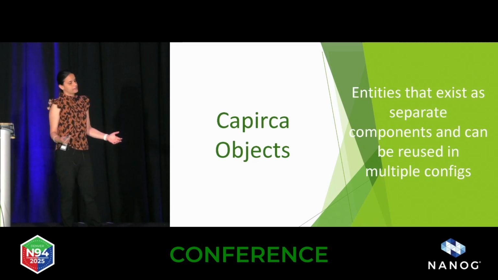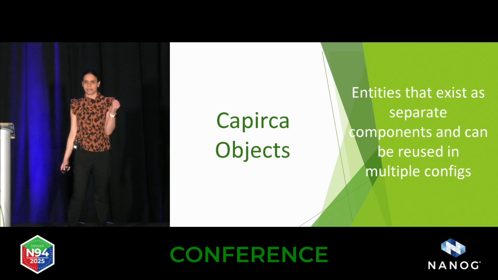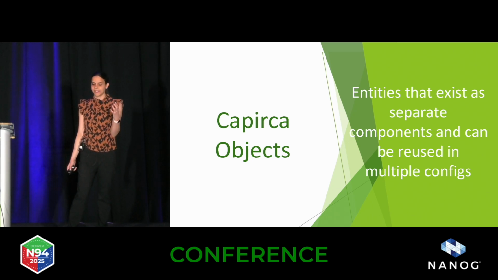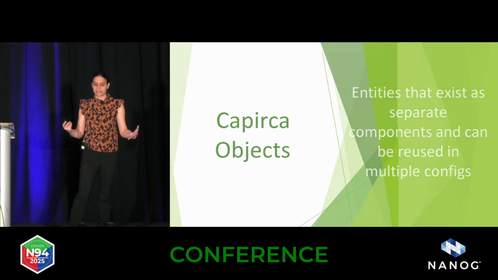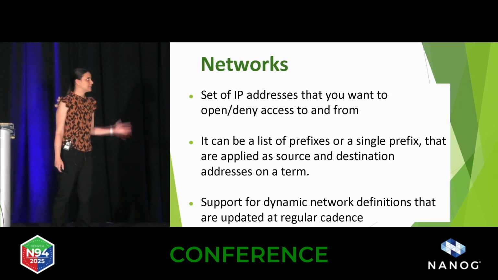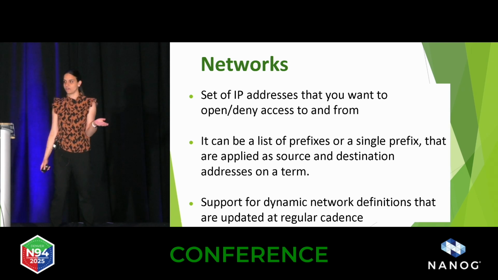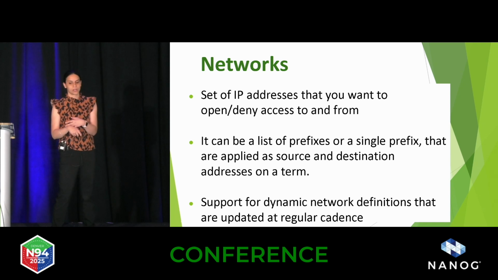Let's take a deep dive inside of Capirca. The first and foremost thing in Capirca is the Capirca object. These are entities that exist as separate components, but they can be reused inside of config files. The first Capirca object, or entity, is a network. A network is a set of IP addresses that you open or deny access to and from.